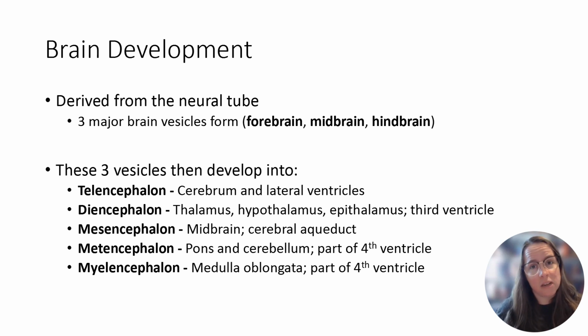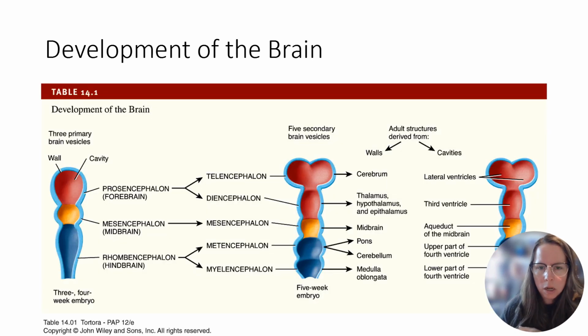That is the level of detail that I care about with brain development. So we have 3 brain vesicles that turn into these structures, which then turn into the major structures. So primary vesicles, the secondary vesicles, and then the actual formed structures. That is the level that we care about.